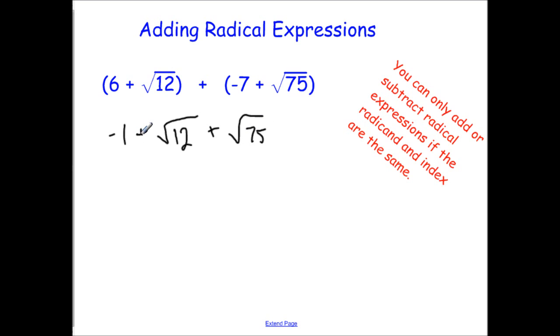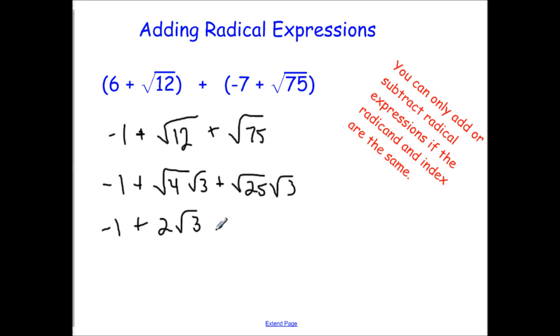So what we got to do is simplify these because square root of 12 and square root of 75 are not simplified yet. So I'm going to rewrite these. And square root of 12 I would break into square root of 4, square root of 3. And square root of 75 is square root 25, square root 3. And so this ends up being 2 root 3 plus 5 root 3. And so when we combine these like terms, we get, for the final answer, negative 1 plus 2 root 3 plus 5 root 3 is 7 root 3.